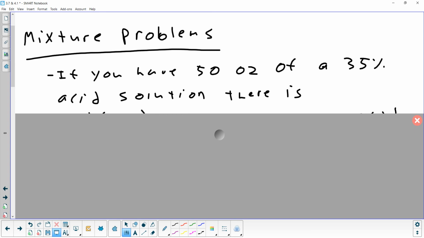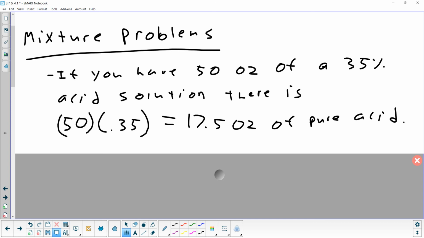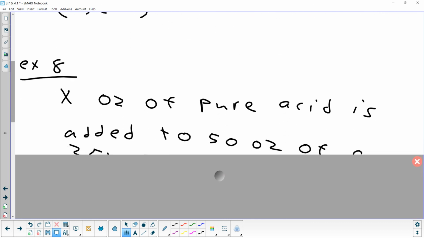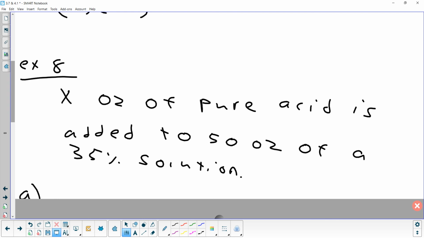The way you figure out of the 50 ounces, how many ounces are actually acid is to take 50 ounces and multiply by the percentage that's acid, which in this case is 35%. So 50 times 0.35 gives us 17.5 ounces of pure acid. So the rest of the solution might just be water, or something that's diluting it. All right, so we have 17.5 ounces of pure acid. So in our example, we're going to take the same solution we had up above, and we're going to add x ounces of pure acid to it.